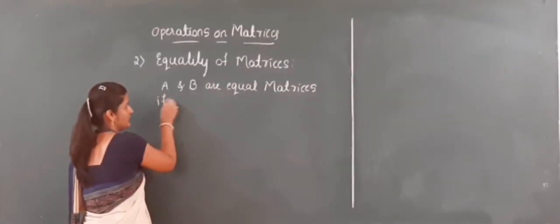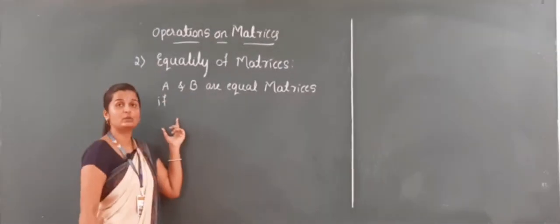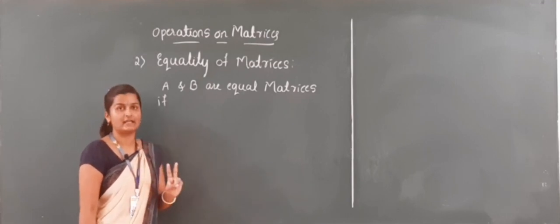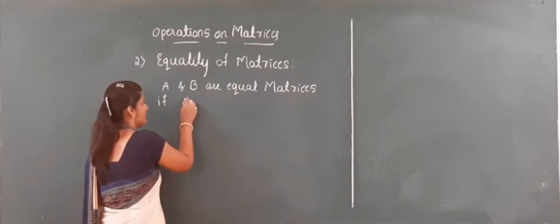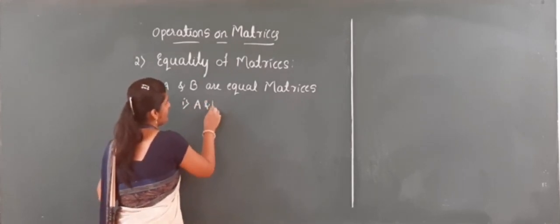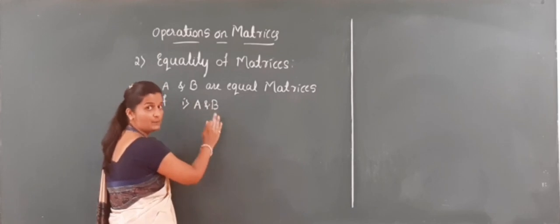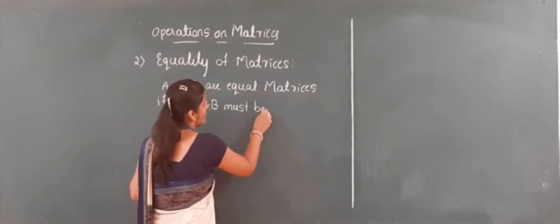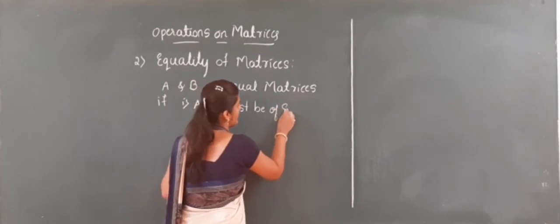Any two matrices A and B are said to be equal if they satisfy two conditions. I will write them one by one. The first condition is that the A matrix and B matrix must be of the same order.